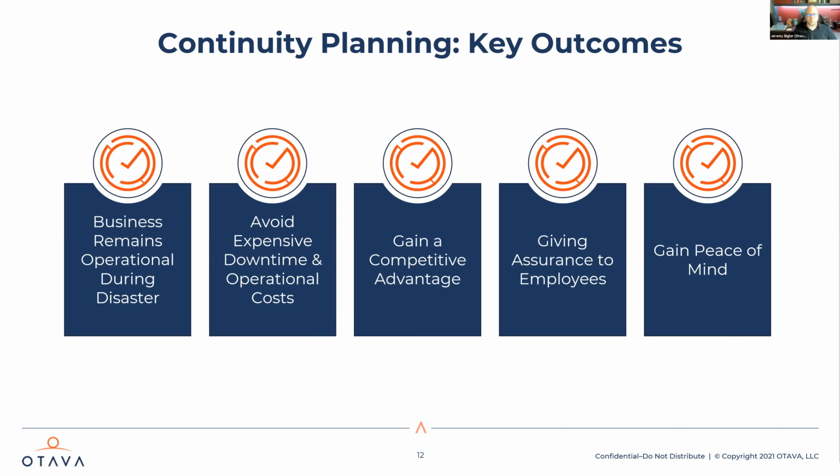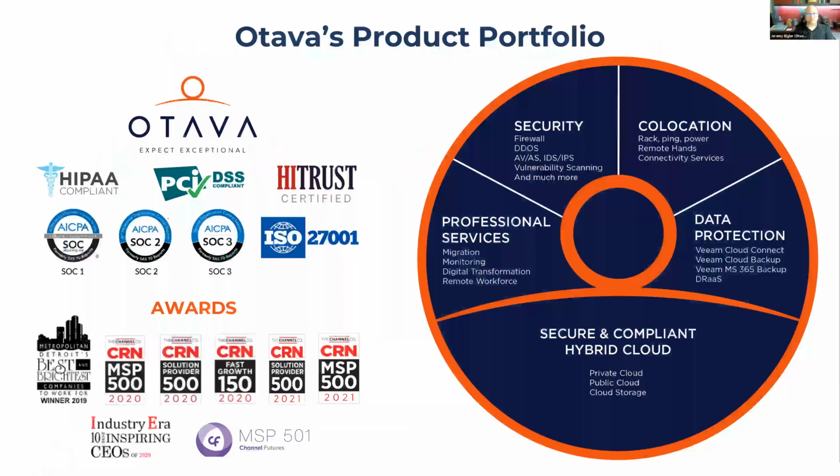With that said, I want to talk quickly about the Otava portfolio. Obviously, we're here to help with disaster recovery and data protection, but we're also here to help in other areas where we can: secure and compliant cloud. We talked about hybridity, co-location, security, professional services. Otava's vision really is to make your consumption of IT services easy and simple, allowing you to focus on your business, your core objectives, your core mission, and let us take care of a lot of the cost and complexity of making sure that your business stays operational and performant.